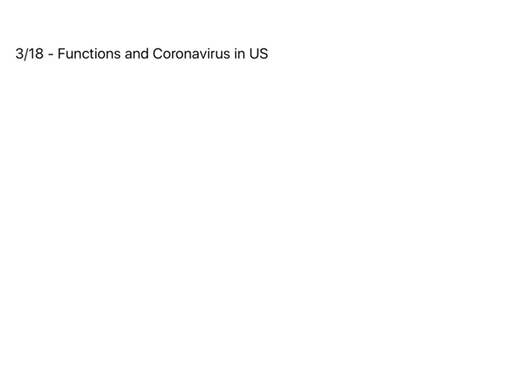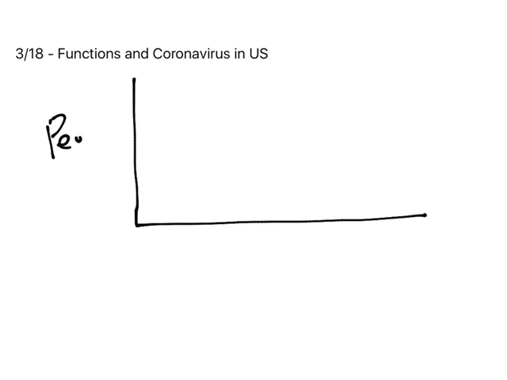Hi, in this video, we will use what we have learned about functions to understand better the number of people who have the coronavirus in the United States. The number of people who have the coronavirus, so here we have people, and here we have time. The graph looks like this.